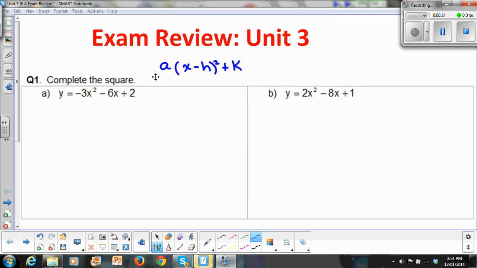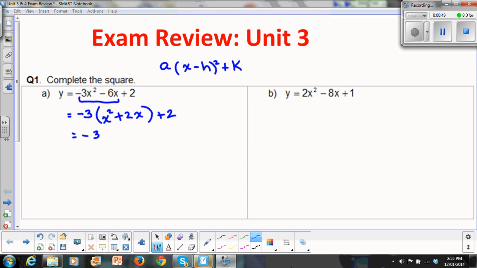which looks like this. We therefore want to look at the first two terms, common factor out the a value, which in this case is -3, since it's the first term in front of the x squared, and therefore we're left with x squared plus 2x in brackets. And we're going to leave that plus 2 over on the end because that's going to be part of this k value.